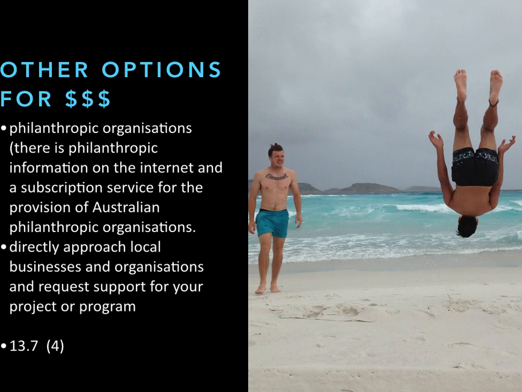Other options for money include philanthropic organisations, and so there's a section on the website on the internet. You can join up to that. I think it costs about $100, and that gives you lots of information about all of the different sorts of philanthropic organisations around Australia. You can directly approach local businesses and organisations, and we've done this many times for different projects, you know, for local charities, for car rallies, for school events, for things like that, just to approach local businesses directly. So that's where we can get the dollars to actually make this happen.